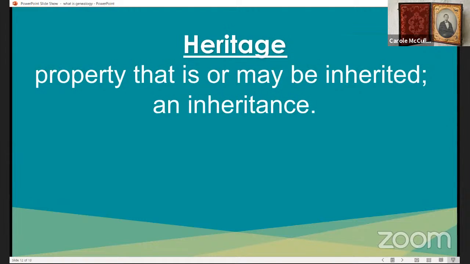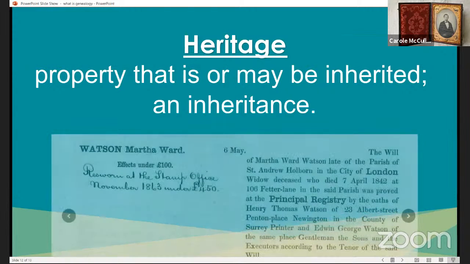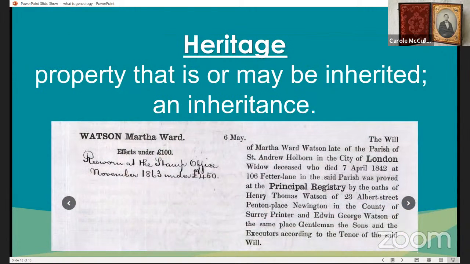The word heritage refers to property that is or may be inherited, and is called an inheritance. In some cases, it's a sum of money, which may be from an ancestor who has passed on and it's written into their will. Or it could be a piece of furniture that is handed down throughout the generations, or a special piece of jewelry.